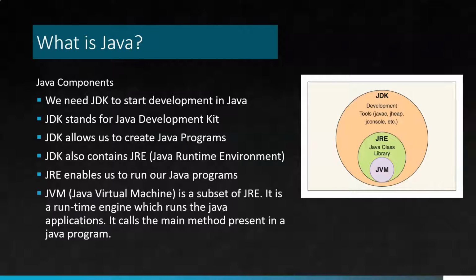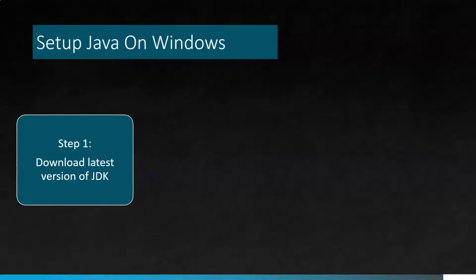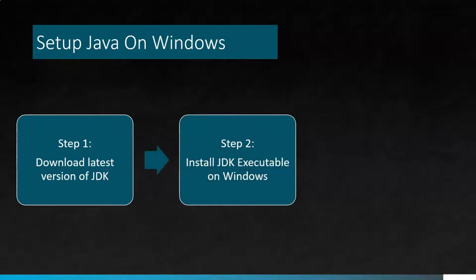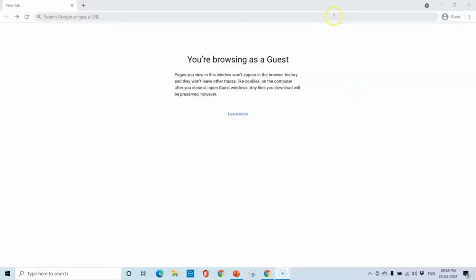Next, we will see how we can set up Java on our Windows machine. Now let's see how we can set up Java on a Windows machine. So there are three simple steps in order to set up Java. The first step is to download the latest version of JDK on a Windows machine. The second step is to install the JDK executable, which we have downloaded on the Windows machine. And finally, we need to set up the environment variables for Java in Windows.